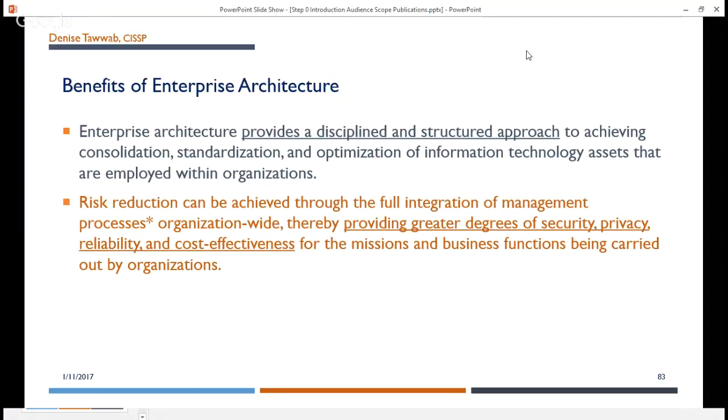The benefits of enterprise architecture is that it provides a disciplined and structured approach to achieving consolidation, standardization, and optimization of IT assets that are employed within the organization. And risk reduction can be achieved through the full integration of management processes organization wide, thereby providing greater degrees of security, privacy, reliability, and cost effectiveness for the missions and business functions being carried out by organizations.